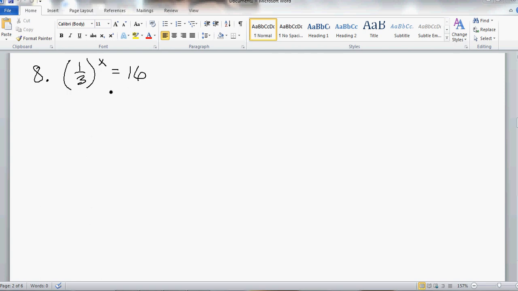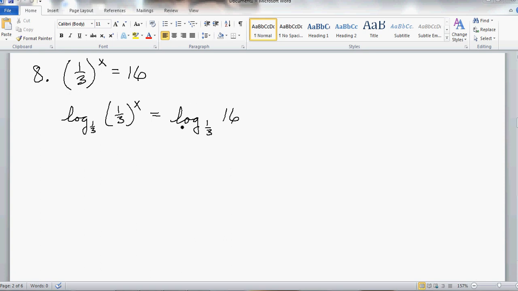Now, in order to solve for x, since this is a base, we're going to have to take the log. I mean, this says 1/3 raised to the x power. So to get rid of this 1/3 to the power, we're going to have to take the log base 1/3 of 1/3 to the x power. But in order to keep things equal, we need to take log base 1/3 of 16 on this side.